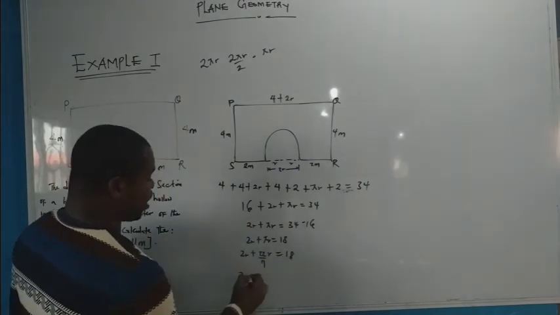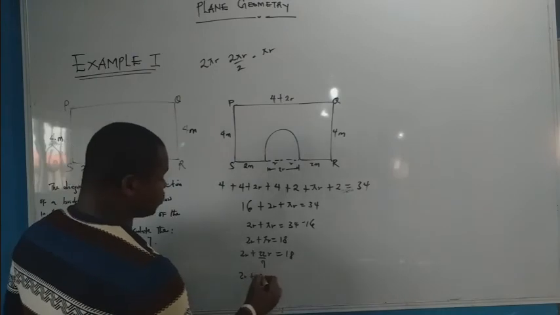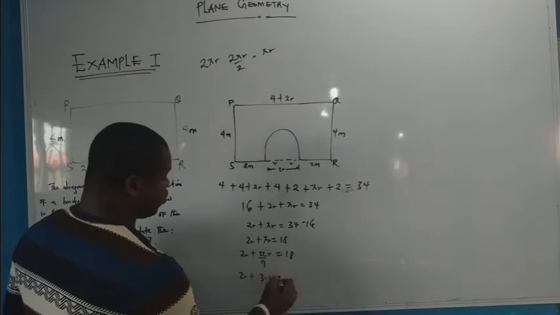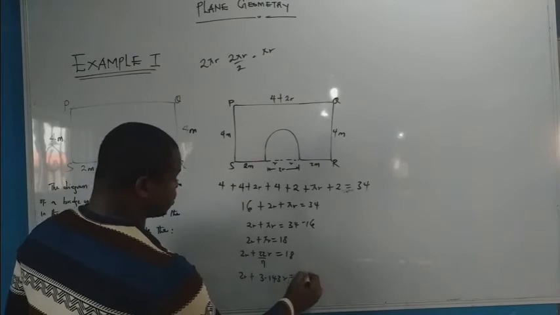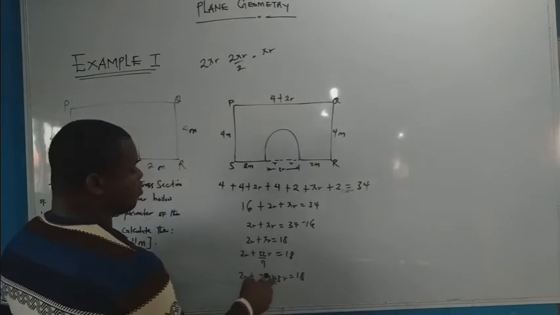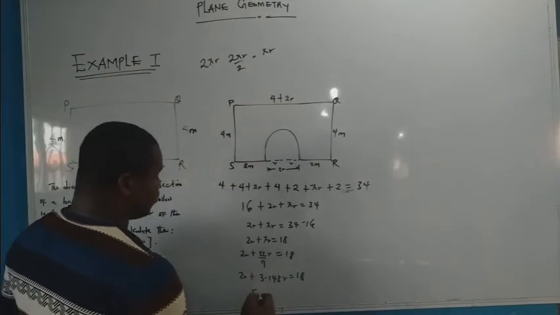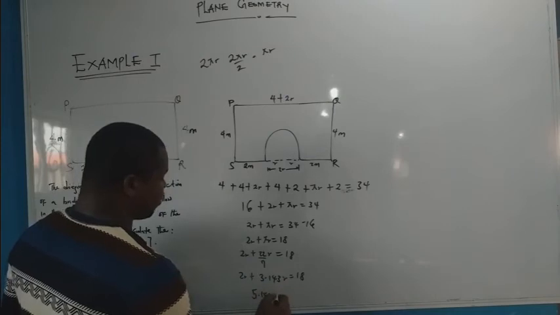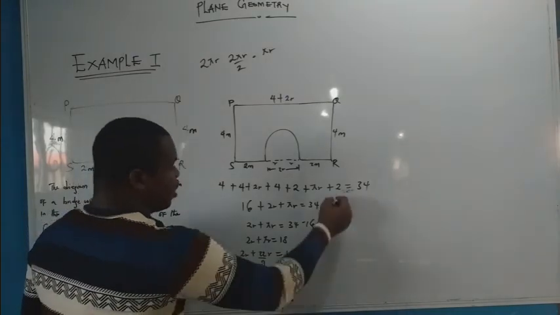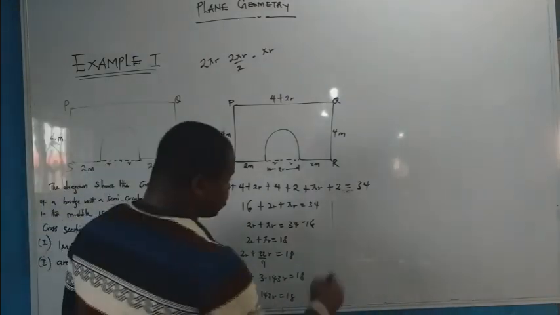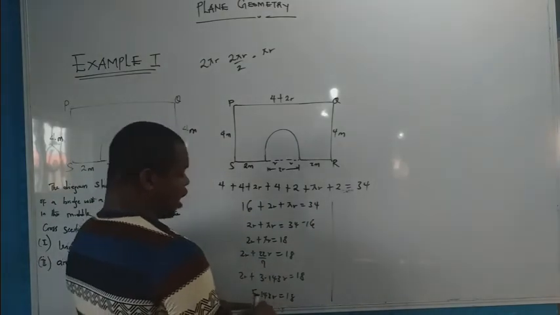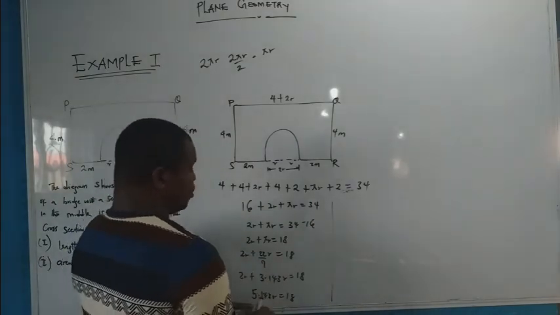So we have 2r plus 22 over 7 as a decimal gives us 3.143 r is equal to 18. So 2r plus 3.143 r, we have 5.143 r is equal to 18. Alright, so you divide both sides by what? You divide both sides by whatever is beside r to get the variable r.